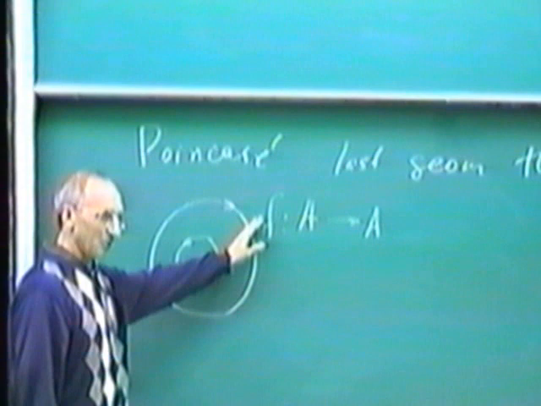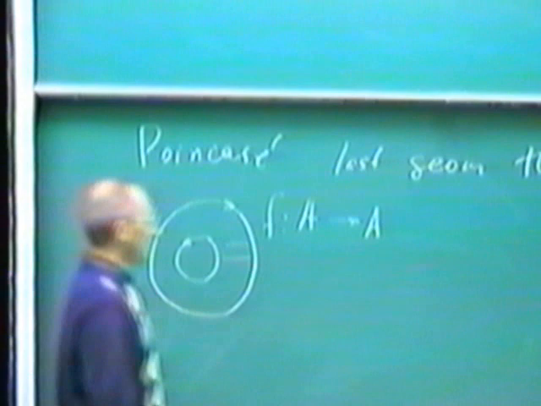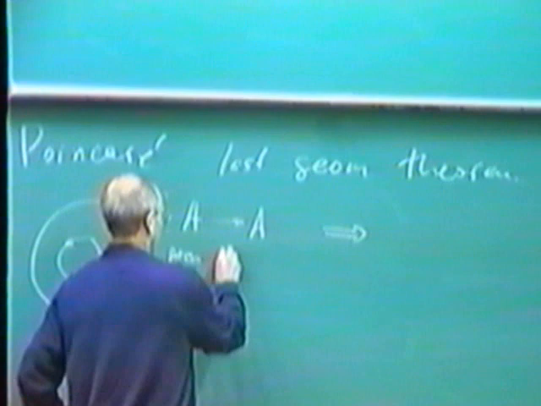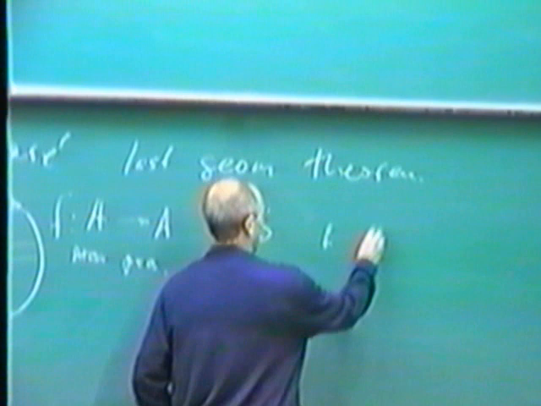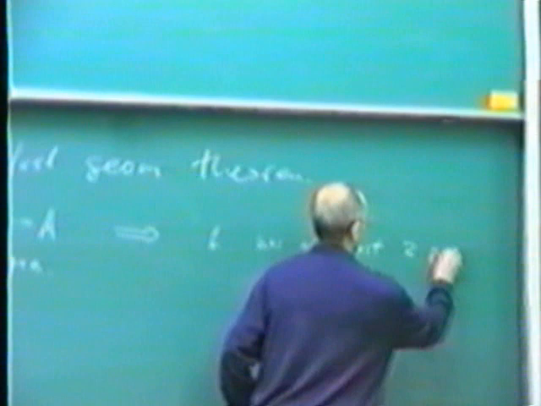And so you have such a transformation, which is area preserving, and then this condition of area preserving should imply that this F has at least two fixed points, two geometrically different fixed points.